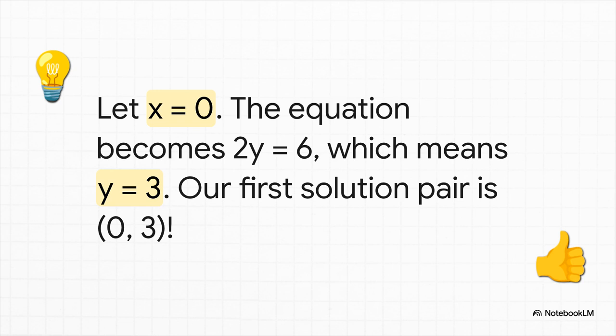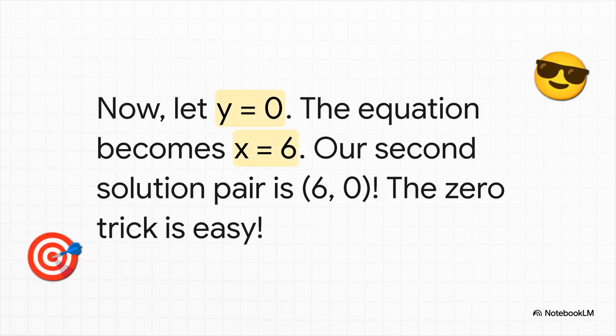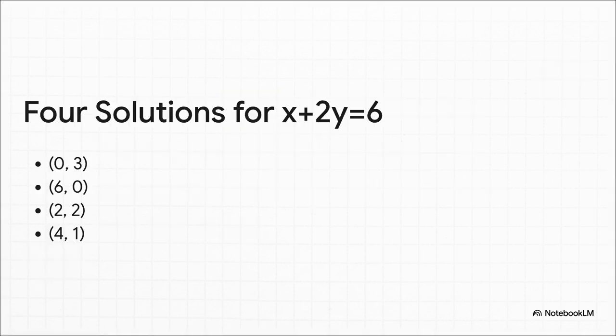So simple. Now for our second solution, let's use that same easy trick, but this time, let's do it for y. Let's make y equal to 0. The equation becomes x plus 2 times 0 equals 6, which is just x equals 6. And boom, our second solution pair is (6, 0). I'm telling you, this 0 trick is a lifesaver in exams. Using this method, we can find as many solutions as we want.